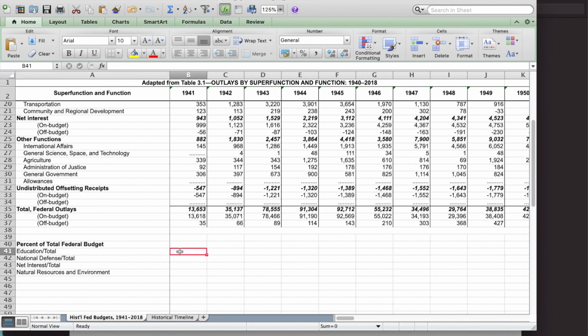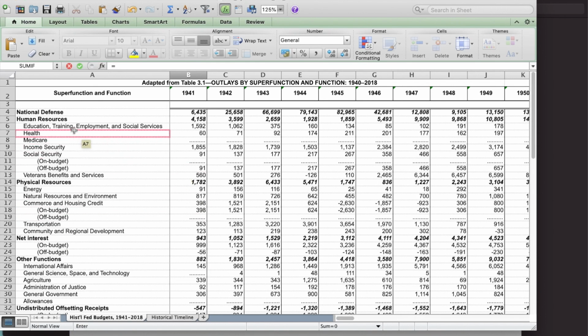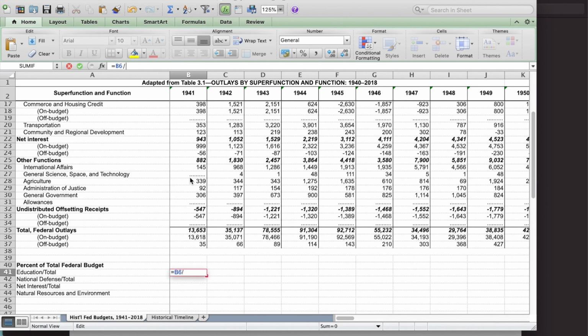So what I'm going to want to do is, remember, always in Excel, when we want to deal with formulas, we have to put equals at the start. Now I want to divide a part to whole ratio for education to total. So I've first got to scroll up and select the education value from this column. So from 1941, the education was this number. And then up here in my cell, I'm going to divide by, and then I'm going to scroll down to total federal outlays and select that box.